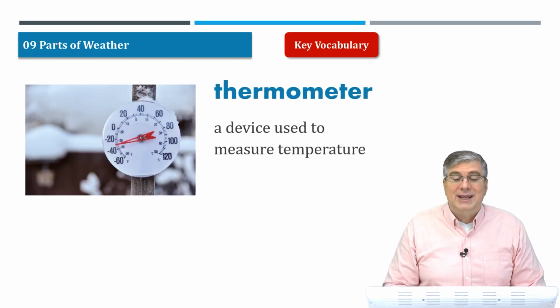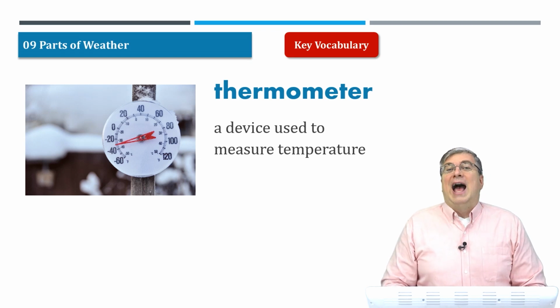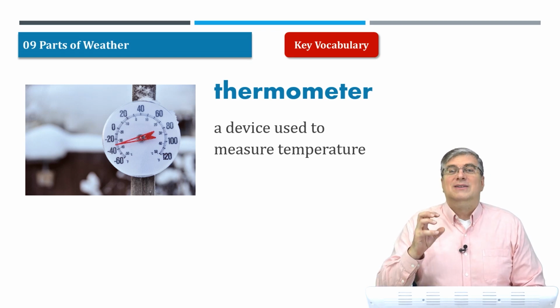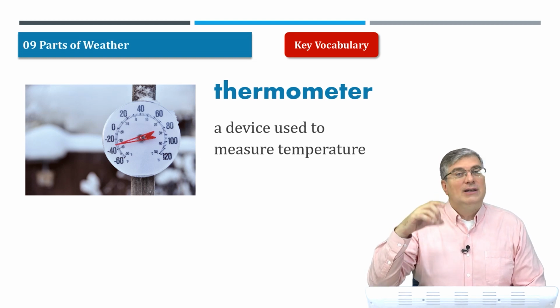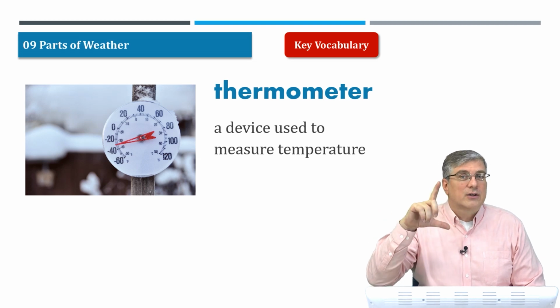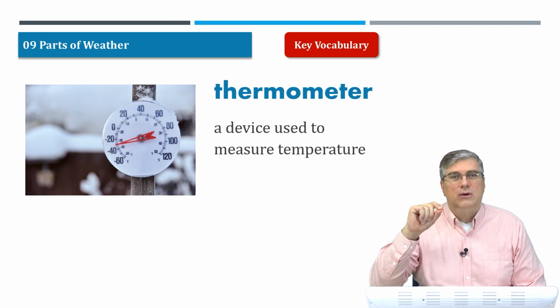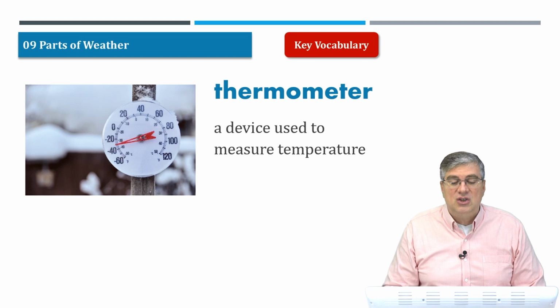Thermometer. Now, a thermometer is another type of gauge, right? It tells us how hot it is. What is the temperature? What degree? How many degrees is the air outside, right? Is it hot, a lot of degrees, or is it cold, very few degrees? How many, right? Or how much? Thermometer. A thermometer is a device, a gauge used to measure temperature.